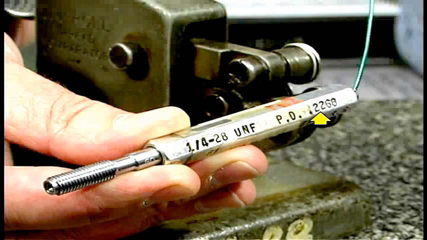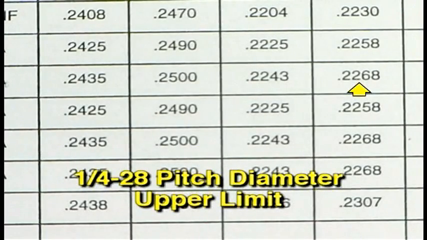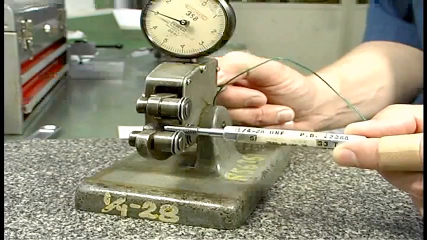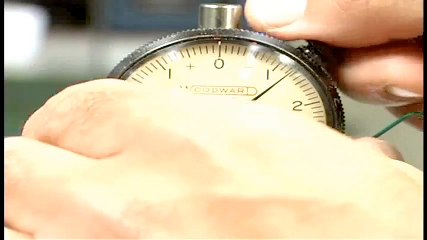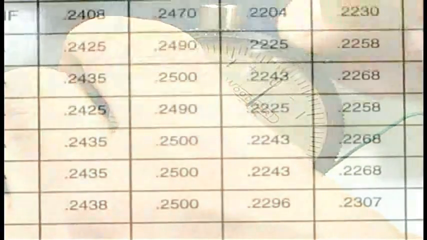In this example, the size is 226 thousandths and 8/10ths. By checking the specification for the quarter 28 thread, this value is the upper limit of the pitch diameter. By placing this master in the tri-roll, the upper limit can be set to 0. The dial clamp is loosened and the dial is rotated to place the needle at 0.